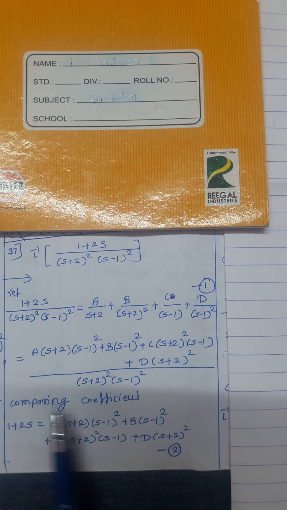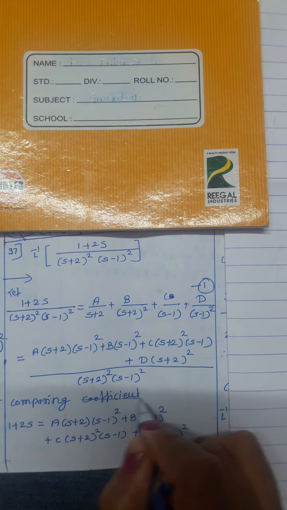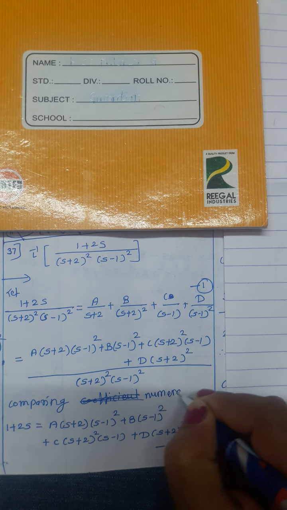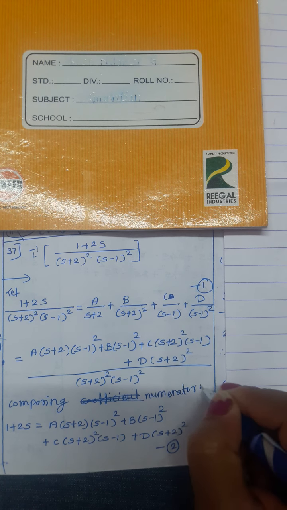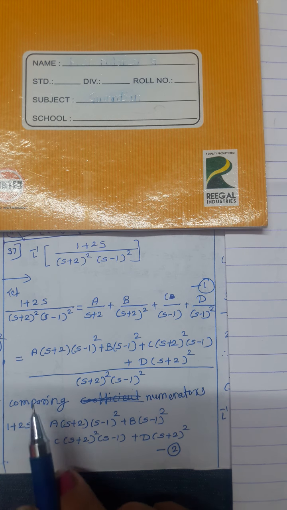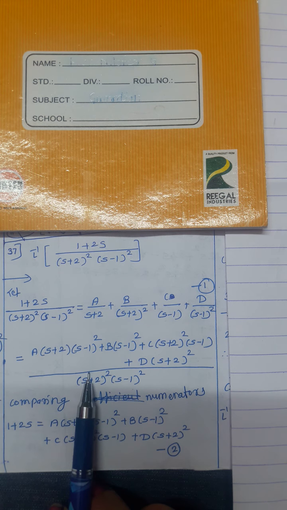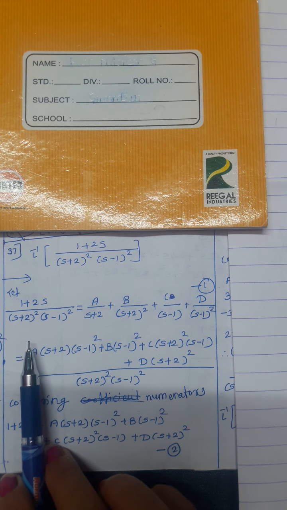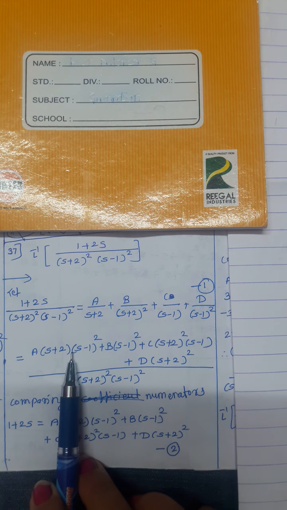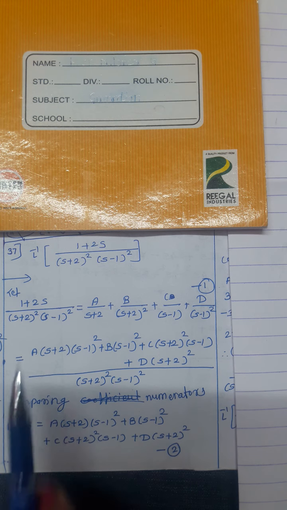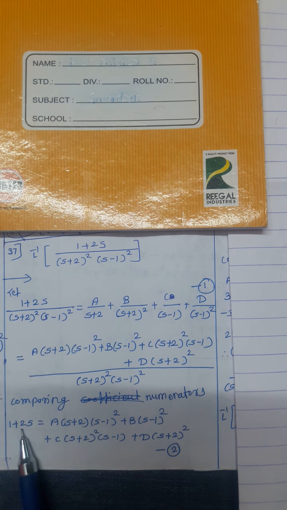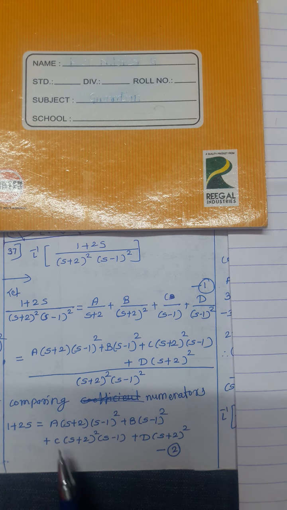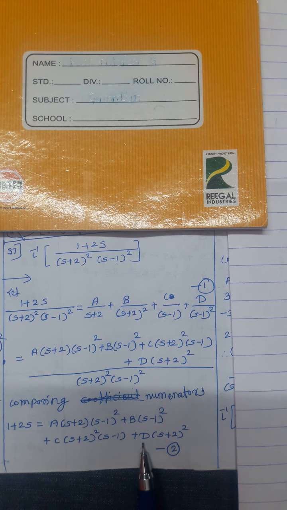Okay, now comparing the numerators, obviously not the coefficients, comparing the fractions. On both sides these two fractions are equal and their denominators are equal, that's why we have to equate the numerators. Corresponding numerators must be equal. That is the logic behind that. That's why comparing the numerators, we get 1 plus 2s is equal to this whole total term.